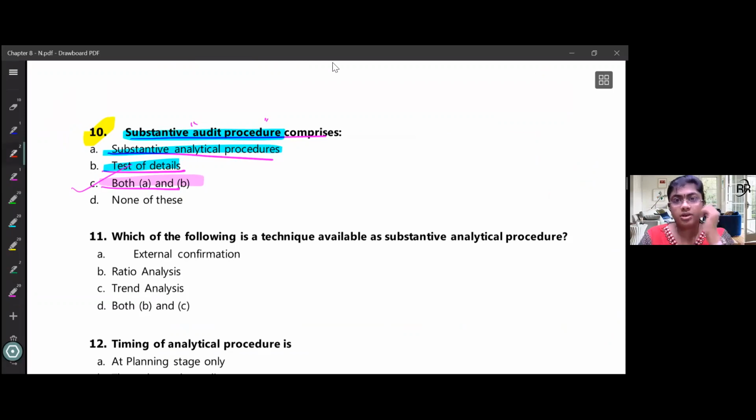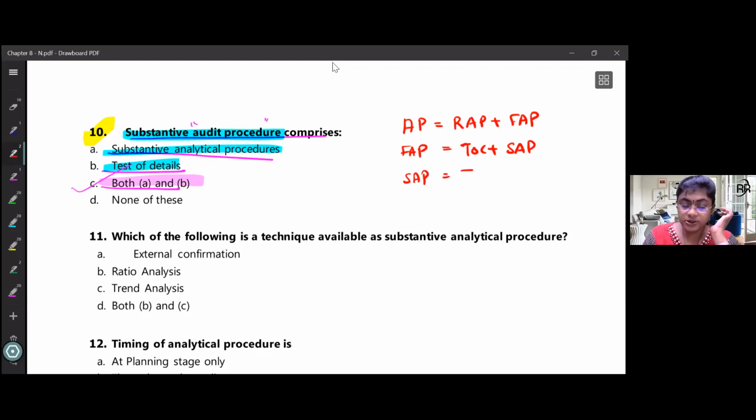Actually, students, there is a formula, no? Audit procedure is equal to RAP plus FAP, risk assessment plus further audit procedure. Further audit procedure is equal to TOC, test of control, plus substantive audit procedure. Substantive procedure comprises of test of details plus substantive analytical procedure.